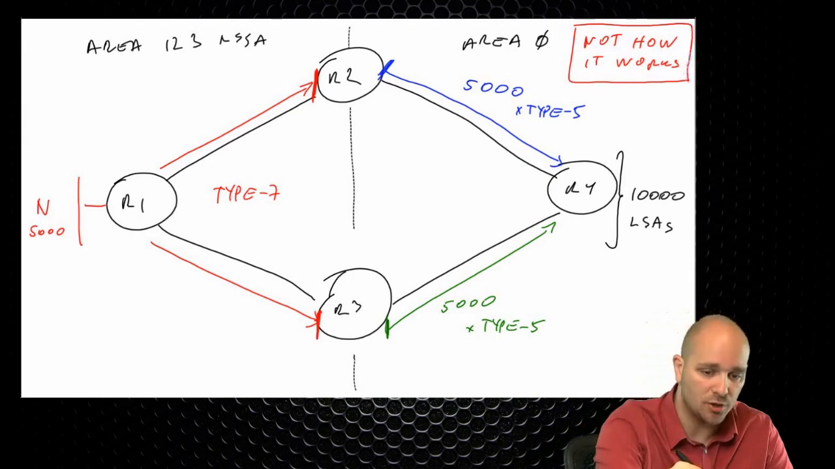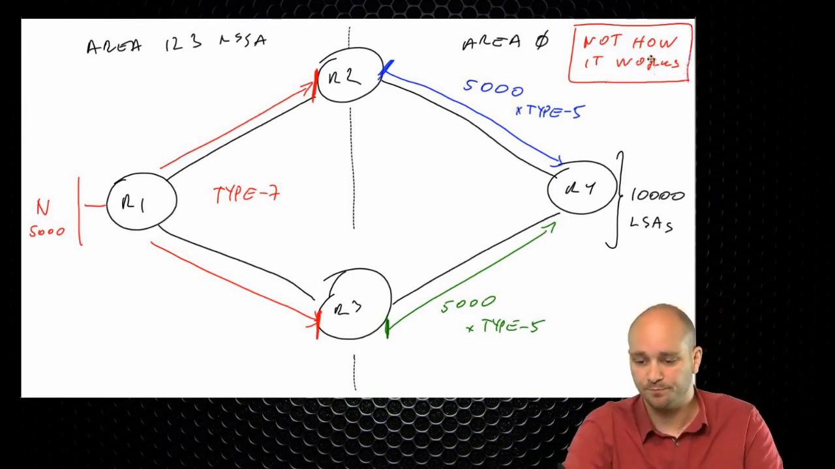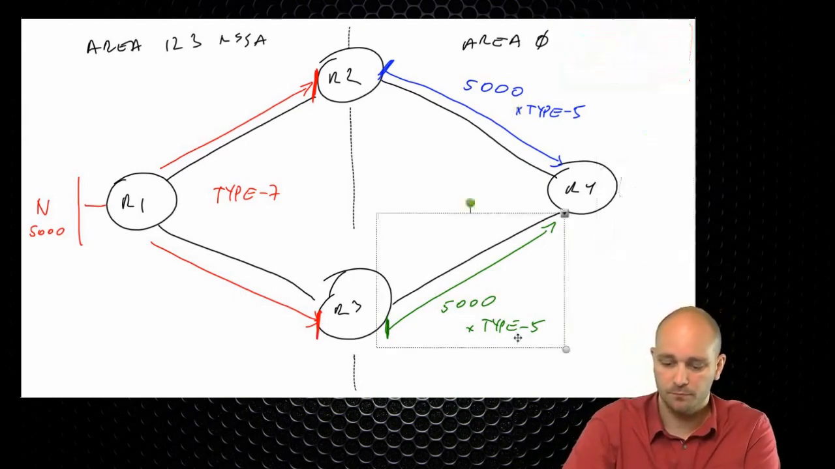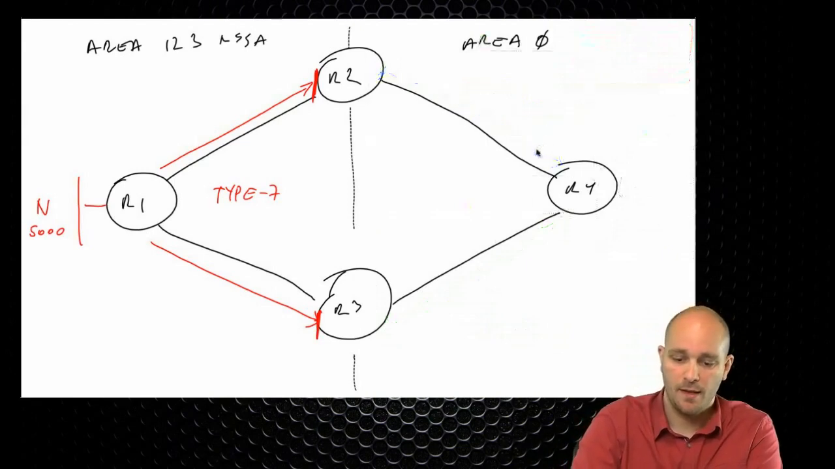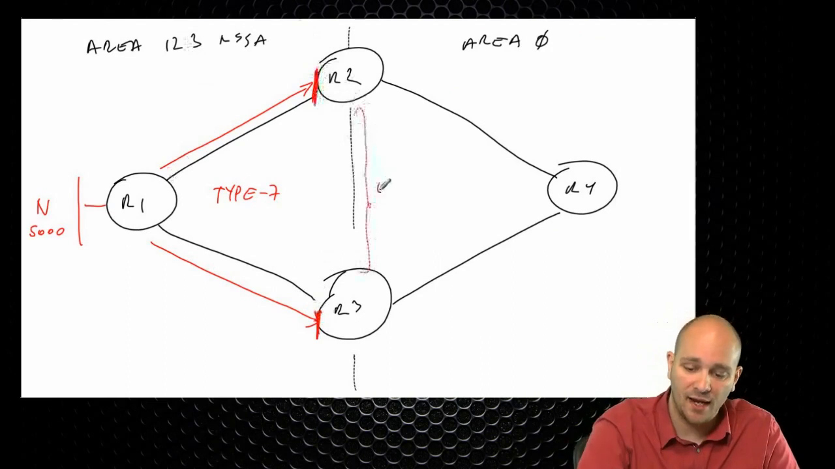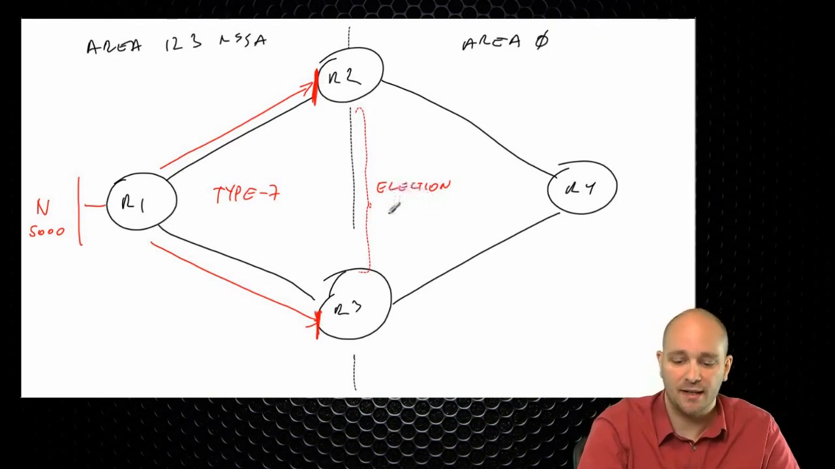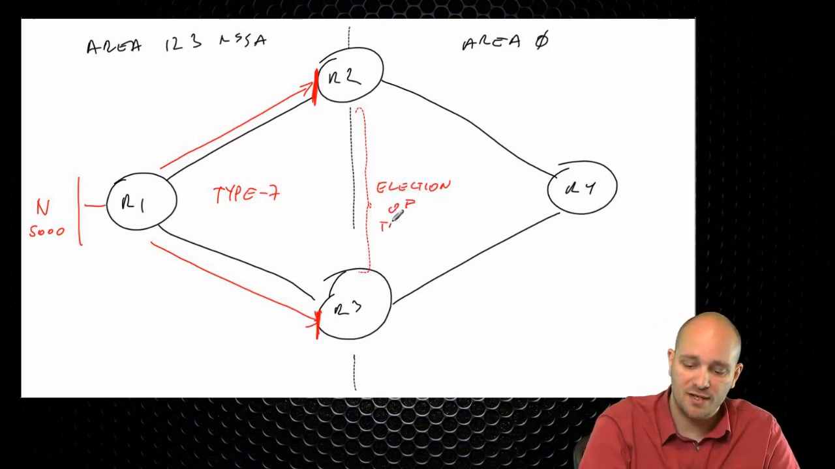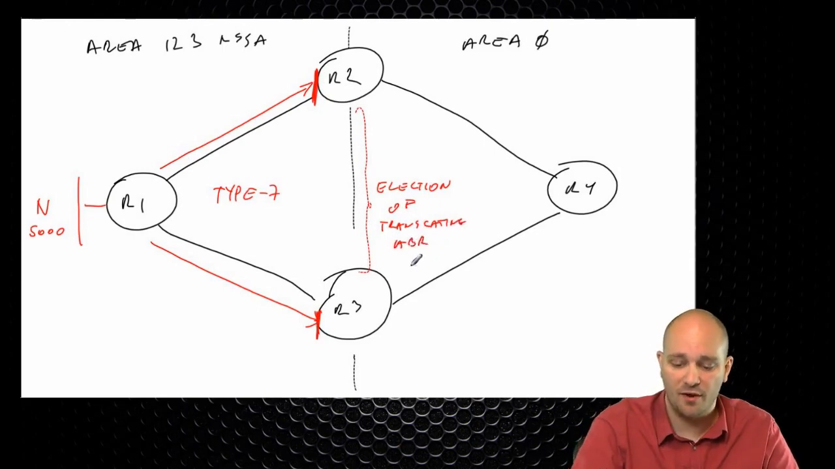The way it actually works, and now it's the cleanup time, is that these two type 7s actually do arrive to these two routers. But then these two routers here are going to have a sort of an election of who translates. Let's say election of translating ABR. Now, the election is very, very simple. Highest router ID wins.